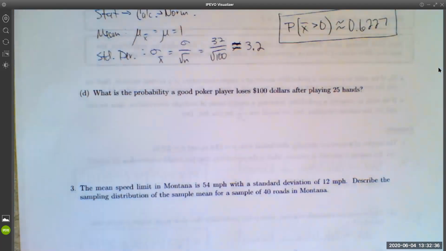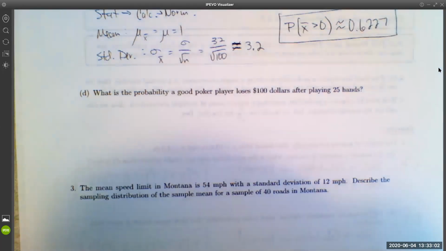It says, what is the probability a good poker player loses $100 after playing 25 hands? So if they're expected to win $1 for each hand they play, then after 25 hands, you kind of expect them to have earned a profit of $25. But this question is asking, what's the probability that they've lost $100 at the end of 25 hands?